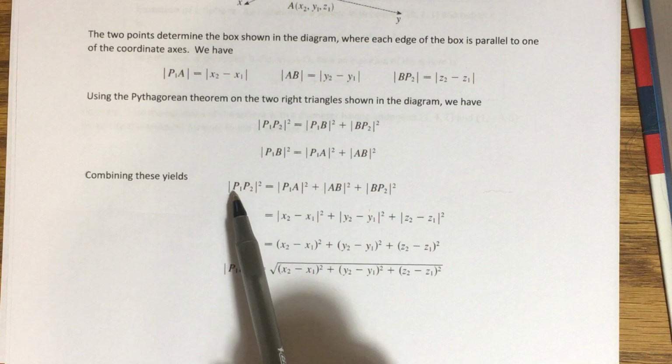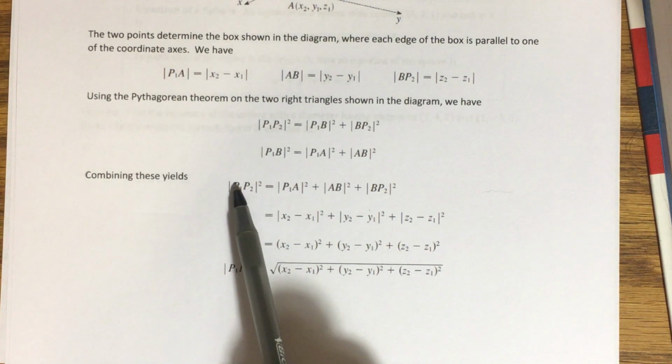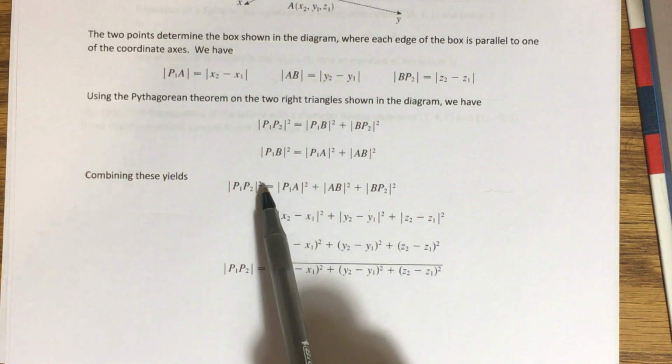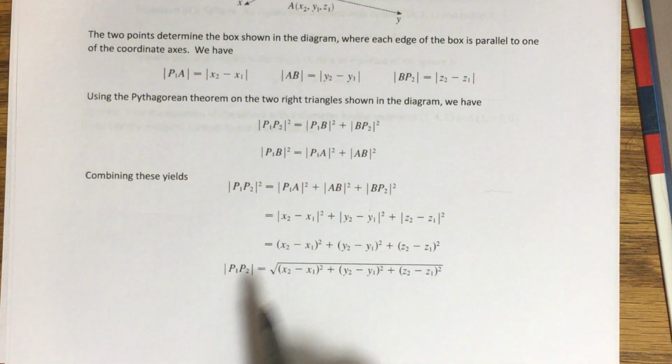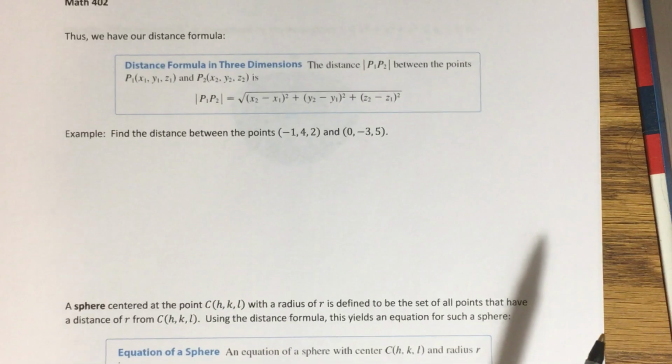Okay? Finally, P1, P2 squared. P1, P2 is what we wanted, the length of that line segment. So to undo the square, we take square roots of everything. That's where we get our distance formula in 3 space. So here it is again.